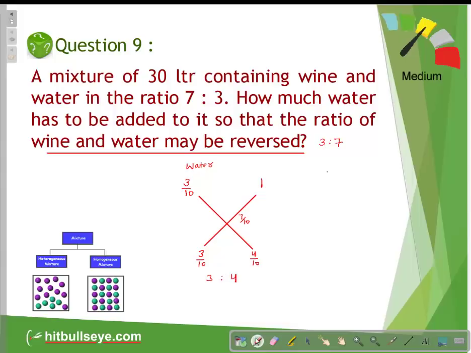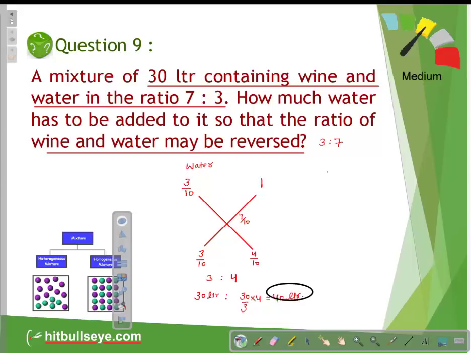3:4. Now out of the two quantities here, this 30 liter given to us belongs to what? It represents that part which has 3/10 water. So can you say this 3 here becomes 30 liters? So what will 4 become here? Can you say it will be 30 divided by 3 into 4, so this 40 liter will become our answer. Right, students? So this 40 shall be our answer.